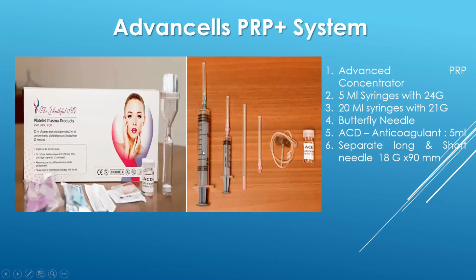So with this 20 ml of blood, we will first pick up the ACD as an anticoagulant, and then we use this needle to put the blood into this concentrator. You see here the PRP concentrator. So put the blood here, and run it as usual in the centrifuge for 10 minutes.